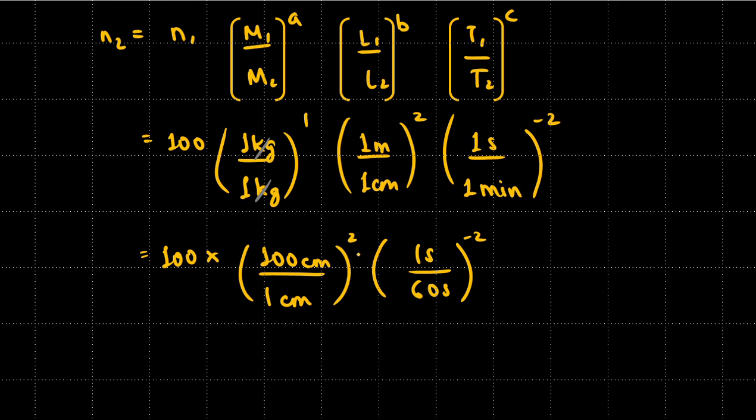Now let's do the calculations. First of all, let's cancel the units. You will have to do 100 times 100 squared times 60 squared, since 1 by 60 raised to the power of minus 2 is just 60 squared, so you would get 3.6 into 10 to the power 9. Hence we can say that 100 joules is equal to 3.6 into 10 to the power 9 new units.